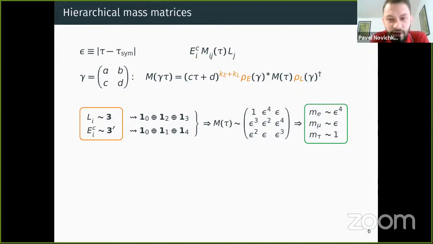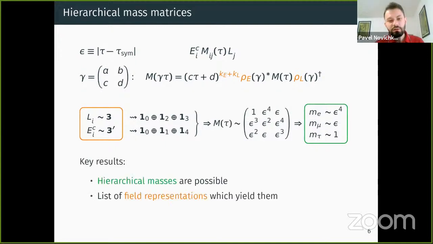So in this case, they are, but in general, this is not the case. So the first key result is that it is actually possible to build hierarchical masses in this case, which is not obvious from the outset, because if, for example, the electron and the muon mass are suppressed in the symmetric limit, then it could happen that they would be the same order in epsilon. However, it turns out that for specific choices of representations, they will be hierarchical, and you get three masses of different orders in epsilon.